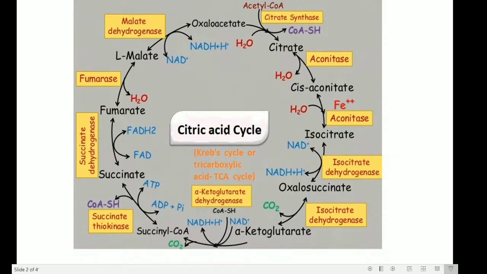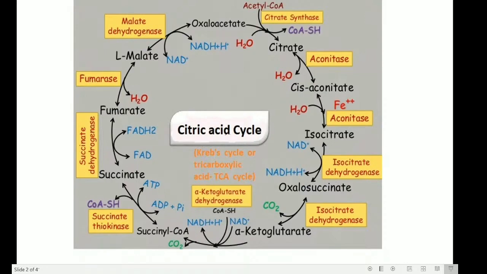Here, these are all the steps and enzymes. Here they used water molecules for the reaction: water molecules added and water molecules removed. Two water molecules are added in the citric acid cycle, and two water molecules are removed from the citric acid cycle. These are all important key notes in the citric acid cycle.